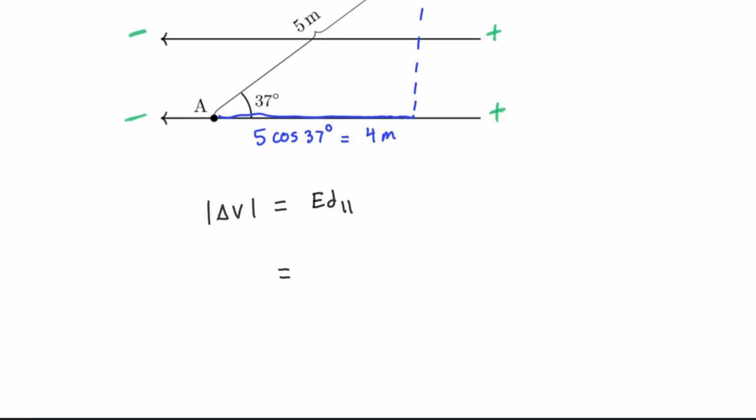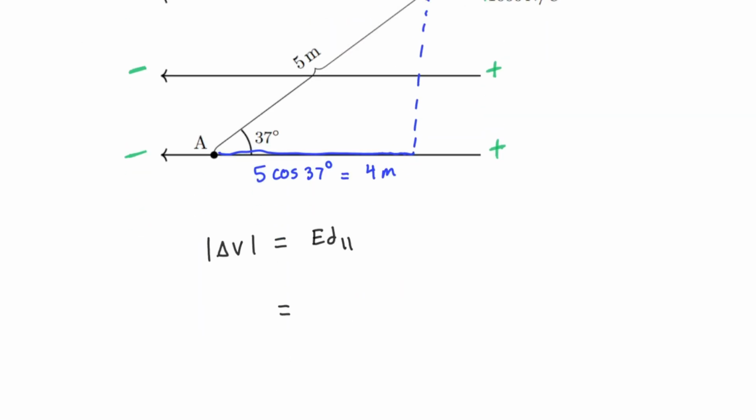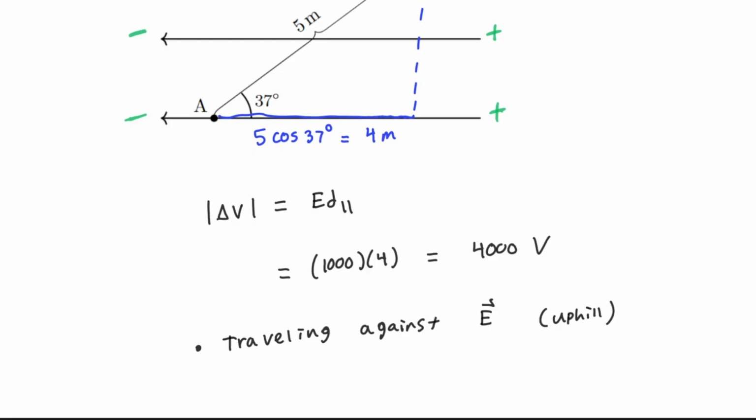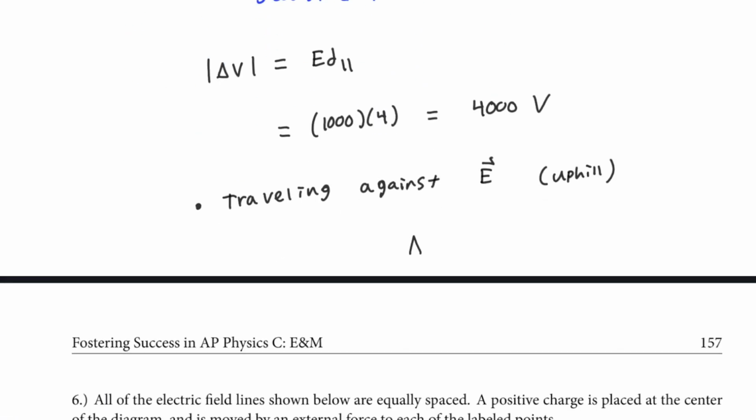So it is not 1,000 times 5. It's actually 1,000 times 4. So once again, the magnitude is 4,000 volts. But this time, I'm traveling against the E field, which is uphill. So this allows me to say that my delta V from A to B, in this case, is positive 4,000 volts.